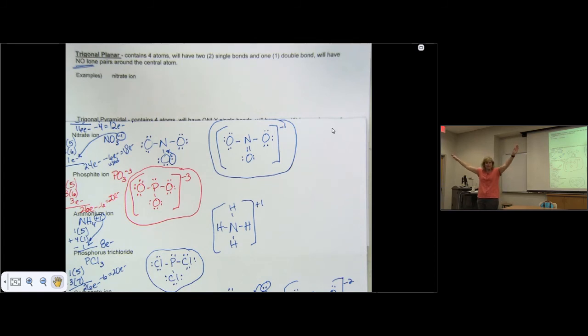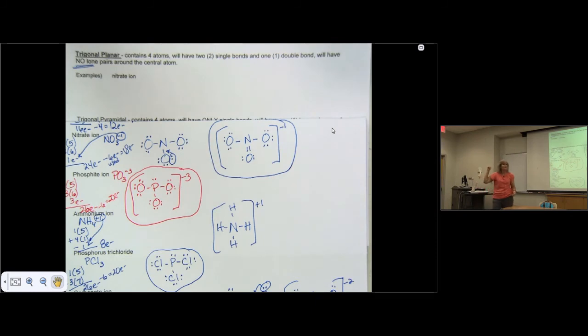Now, I'm not expecting you to know bond angles, but my point being, is there any lone pair here or here, anywhere, that's pushing these differently? No. So the repulsion theory says the angles are the same. That's what the repulsion theory says.